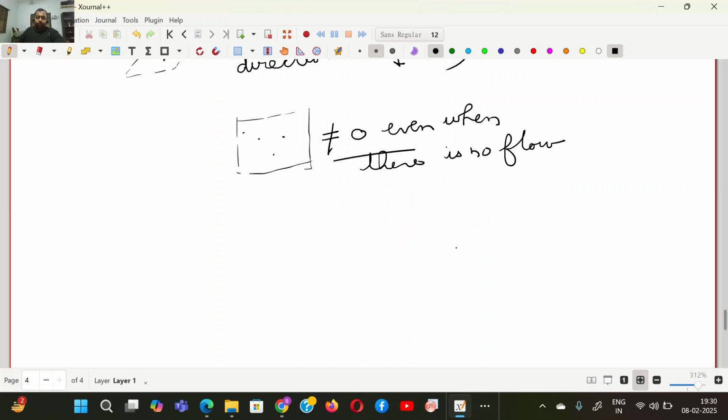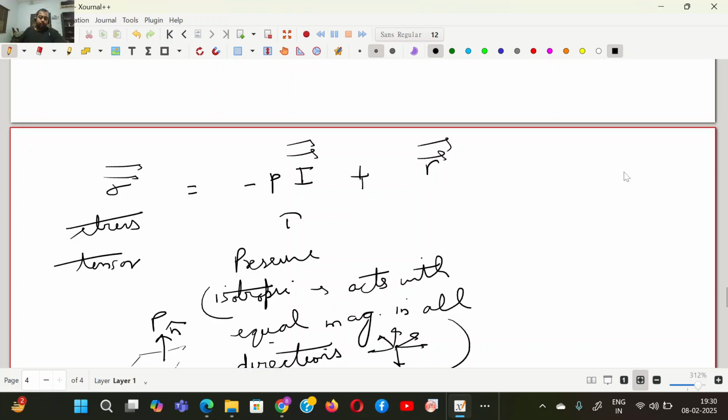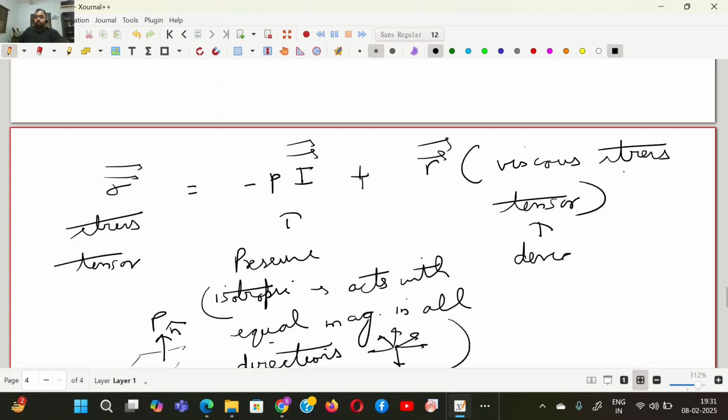It is given in this kind of diagonal matrix form, minus p, because it's acting opposite to the normal vector. Non-diagonal components are zero, only diagonal components are there. Those are all minus p. What is this term? This is the viscous stress tensor. It's a deviatoric component. It is not equal to zero only when the material deforms and flows.